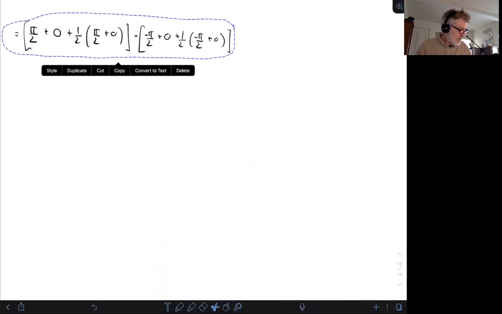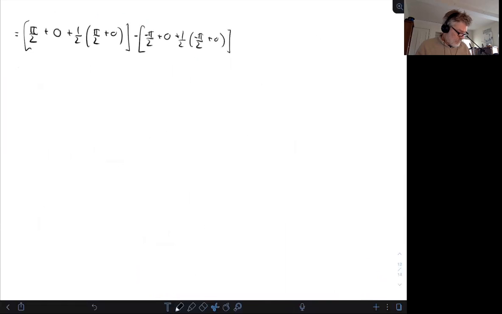So here's what I get. So what is that? Pi over 2 plus pi over 4 plus pi over 2, that's minus pi over 4 plus pi over 4. So that's 3 pi over 2.